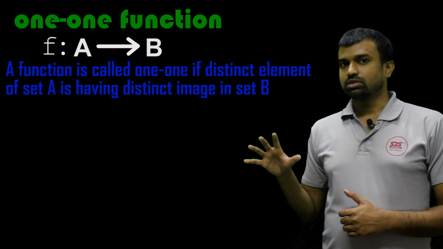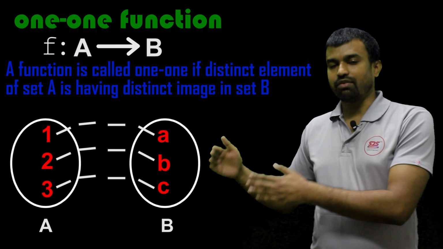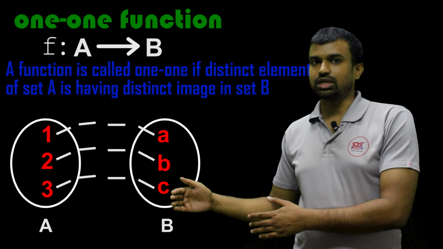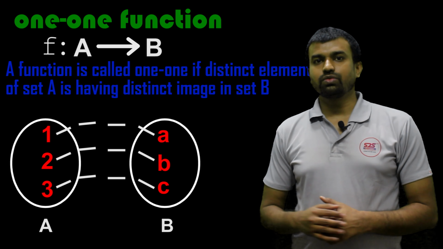For example, if I consider that set A has the elements 1, 2 and 3 and set B has elements a, b and c. Okay, then if 1 has image a, 2 has image b and 3 has image c, here you can see all the elements of set A have different images in set B. So these kinds of functions are called one-one.